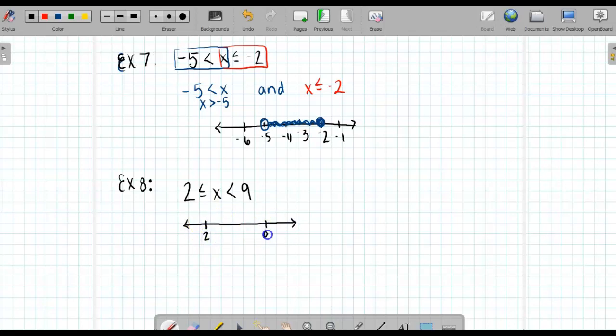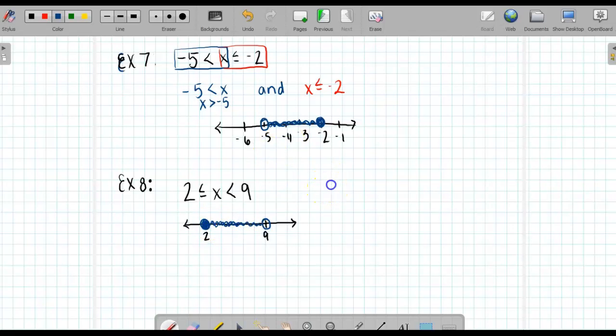For this, if we just think about the numbers that fall here, I know just from looking at this that I'm going to have a closed circle at 2. I'm going to have an open circle at 9 because I do not have an or equal to here. And so the numbers where 2 is less than or equal to x, and x is less than 9, those are the numbers that fall in between. Typically whenever you see it written like that, that's what you're going to see.